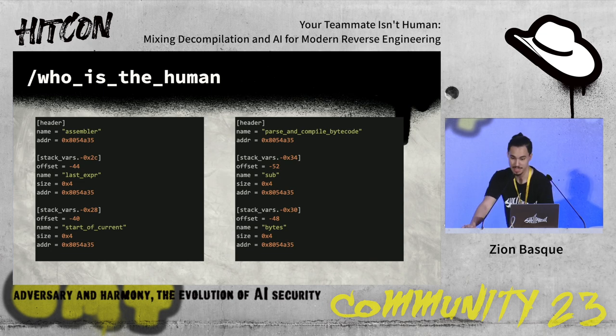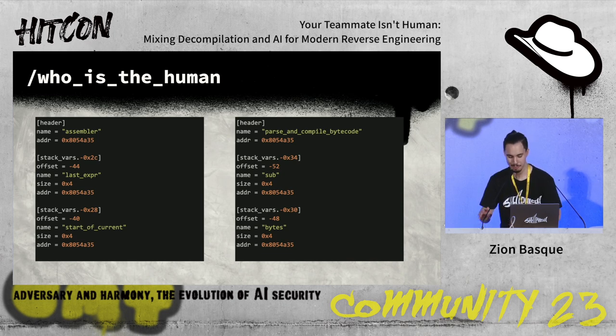And I think that's pretty neat, especially when you're using it in this interface that I showed you earlier, where you have humans and you have GPT kind of mixed into it. You don't really know who's who, and you don't know what's human and what's not. And I think that really motivates this talk title, which is your teammate isn't human.